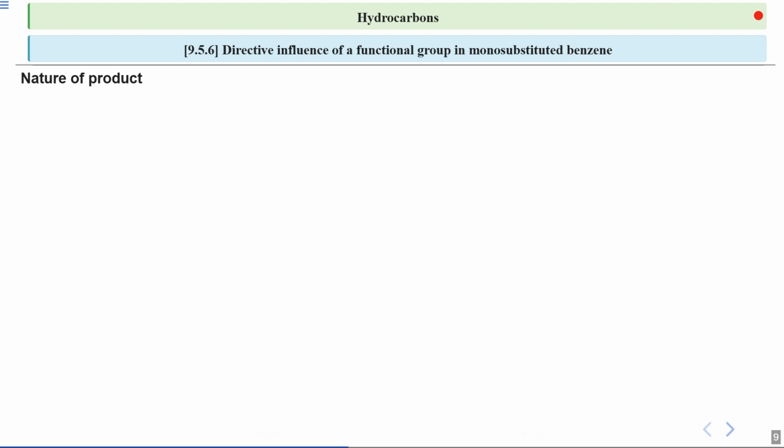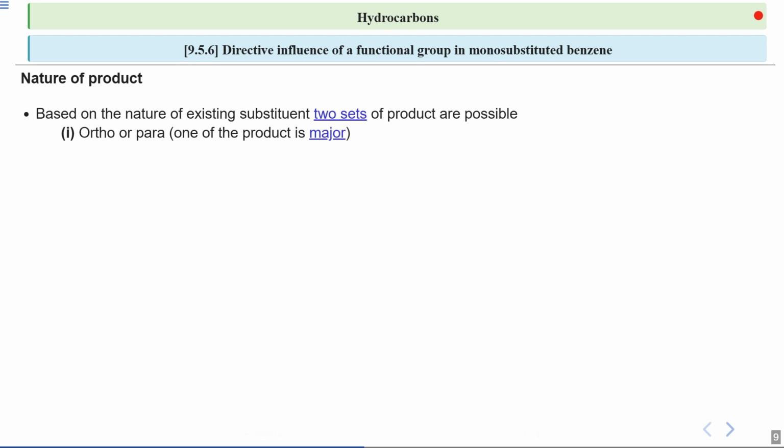Now let us start by looking at how the nature of the product in hydrocarbon reactions depends on the substituent already present on the molecule. This sets the stage for understanding why different products can be formed when we introduce a new group to the hydrocarbon ring. So based on the nature of the existing group, two sets of products are possible. What are those? The first is the ortho or para directing group. One of the products is major, so it can be an ortho product or it can be a para product.